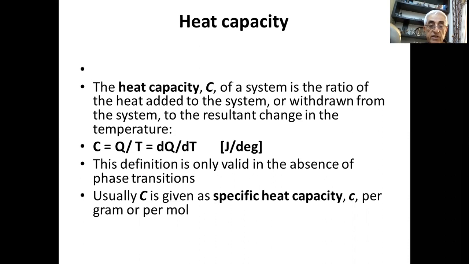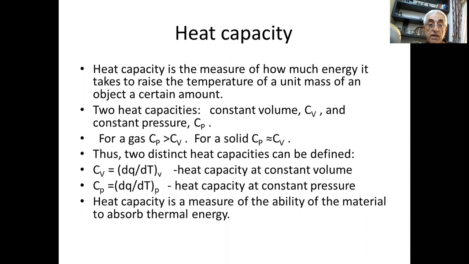Usually C, the heat capacity, is given as a specific heat capacity, C per gram or per mole. Heat capacity is the measure of how much energy it takes to raise the temperature of a unit mass of an object by a certain amount. Two heat capacities: constant volume heat capacity CV and constant pressure heat capacity CP. For a gas, CP is always greater than CV. For a solid, CP is approximately equal to CV, very near to each other.